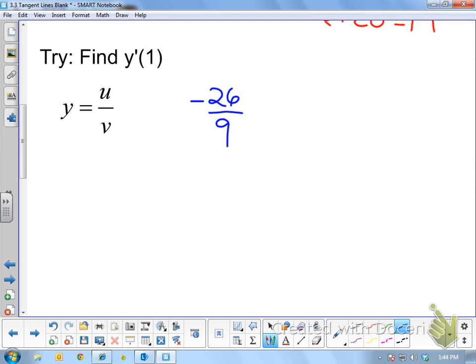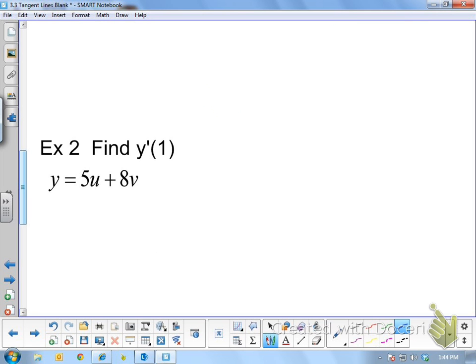Okay. So, where this is used more often on the AP test is they give you a table of numbers, which makes it a little harder. So, let's still do this one, but let's present it differently. They would do more like u of x, v of x, u prime of x, v prime of x.